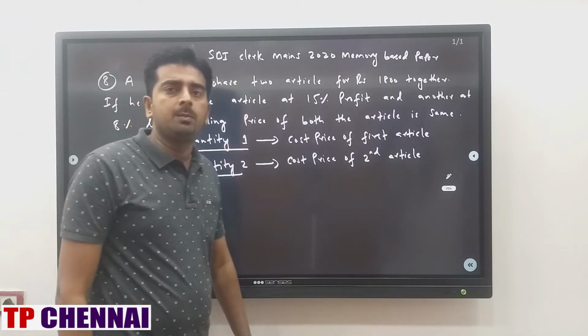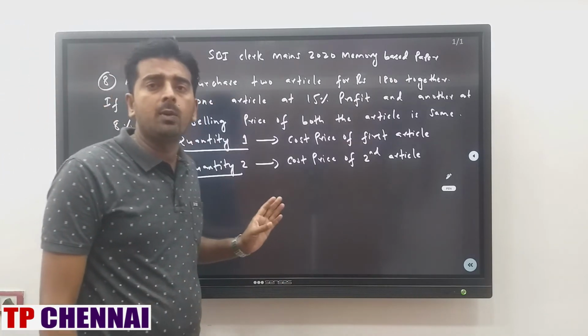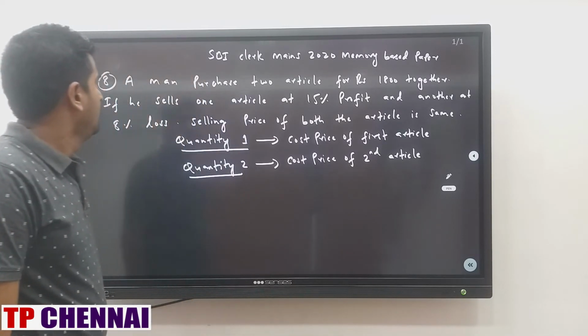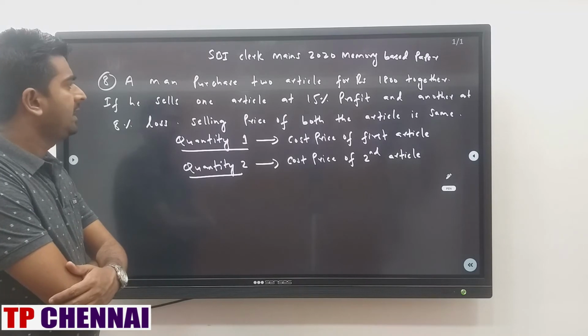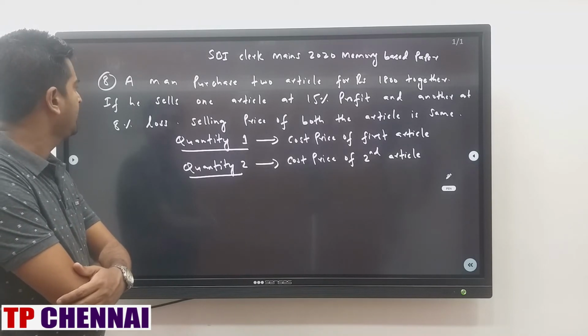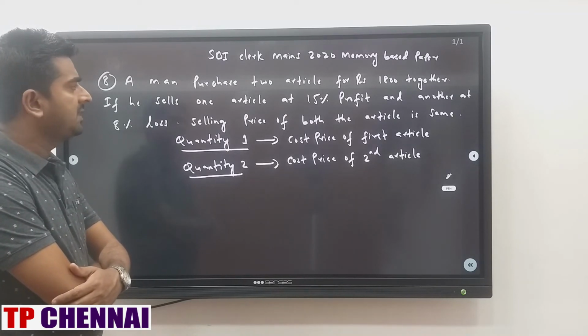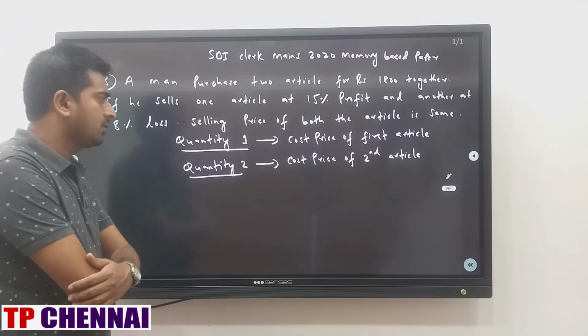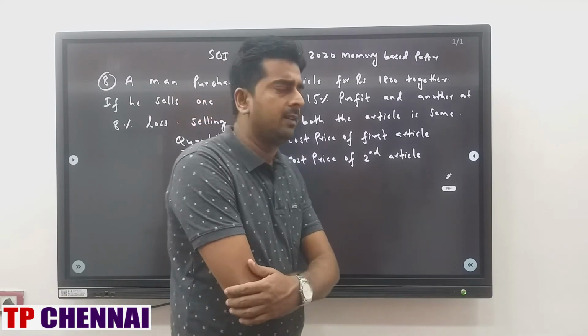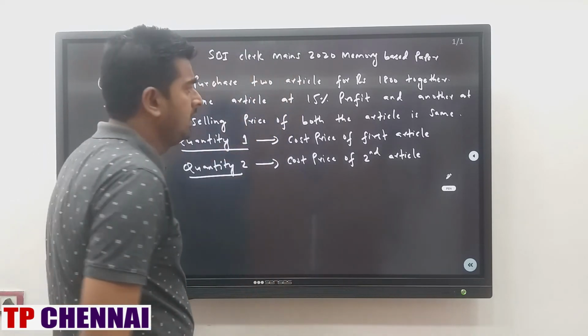So now we'll see question number 8. This is based upon quantity 1 and quantity 2. A man purchased 2 articles for rupees 1800 together. If he sells one article at 15% profit and another at 8% loss, the selling price of both articles is the same. Quantity 1 is the cost price of the first article, quantity 2 is the cost price of the second article. Very simple one. We need to compare only.